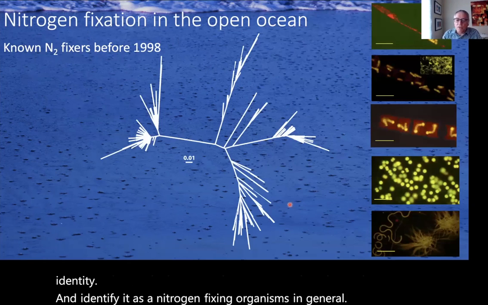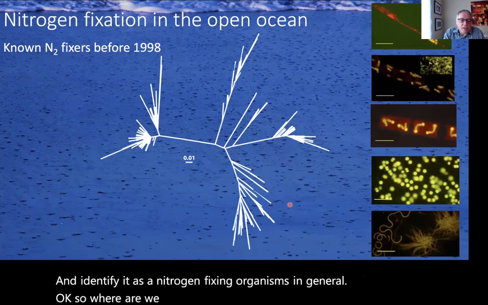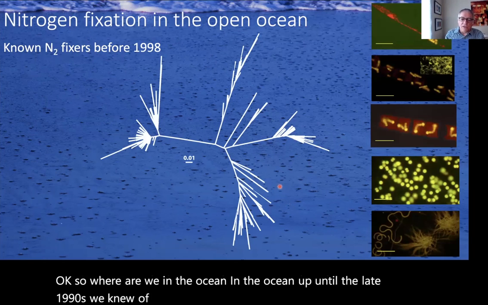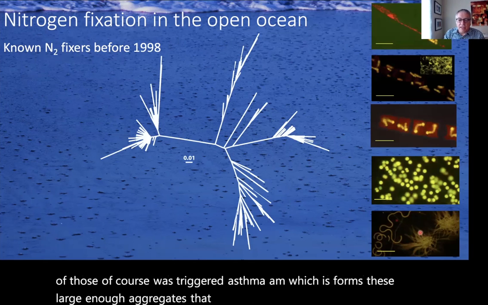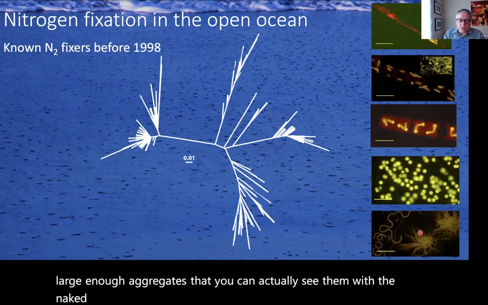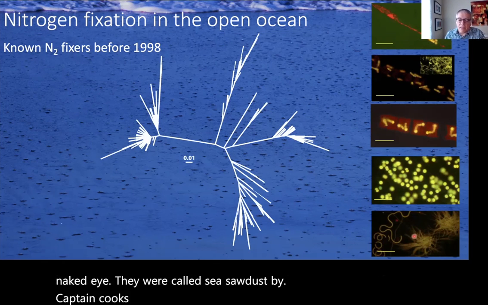Okay, so where are we in the ocean? In the ocean, up until the late 1990s, we knew of a number of nitrogen-fixing organisms, and one of those, of course, was Trichodesmium, which forms these large enough aggregates that you can actually see them with the naked eye. They were called sea sawdust by Captain Cook and the sailors in that era.